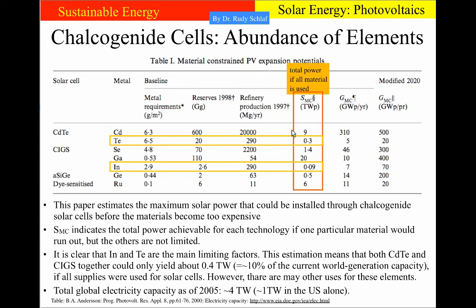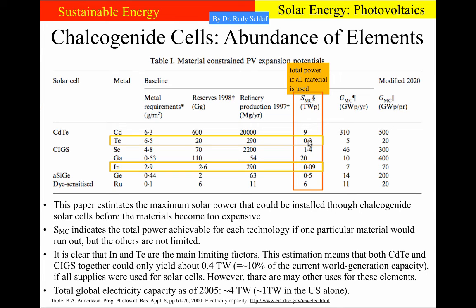If it were only about cadmium, one could actually install 9 terawatt peak power. That would be sufficient to cover the total global electricity capacity of 4 terawatts. Unfortunately, there is much less tellurium around, 2 magnitudes less, and that means that only 0.3 terawatts peak could be installed in cadmium telluride solar cells. Obviously, there's enough cadmium to match the tellurium that is around.